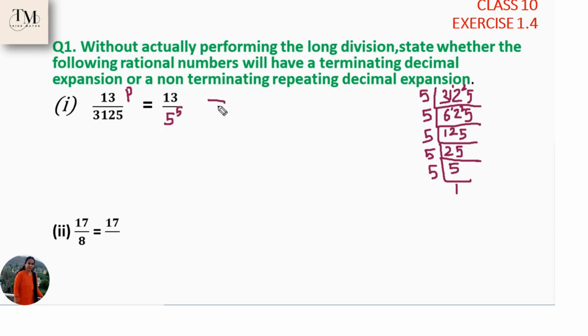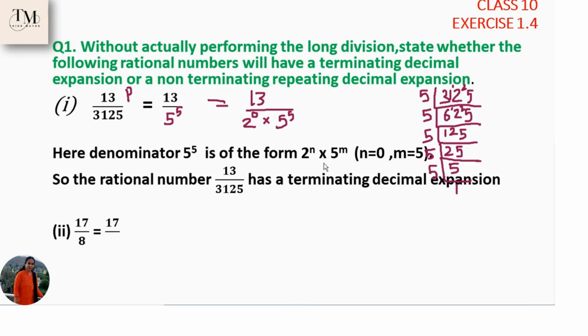So instead of just writing 5 to the power 5, I can write 13 divided by 2 power 0 into 5 power 5, since anything power 0 is 1. So this is of the form 2 power n into 5 power m, and we can say that this decimal expansion is terminating. Here the denominator is of the form 2 power n into 5 power m, where n takes the value 0 and m takes the value 5. So the rational number has a terminating decimal expansion.